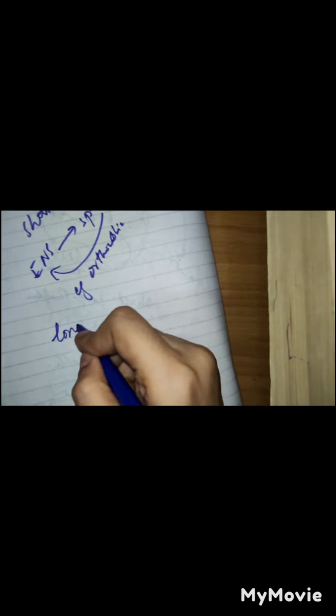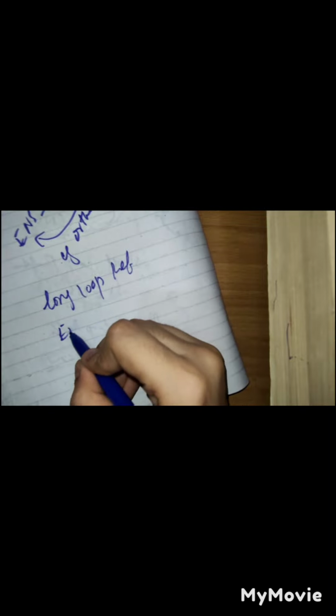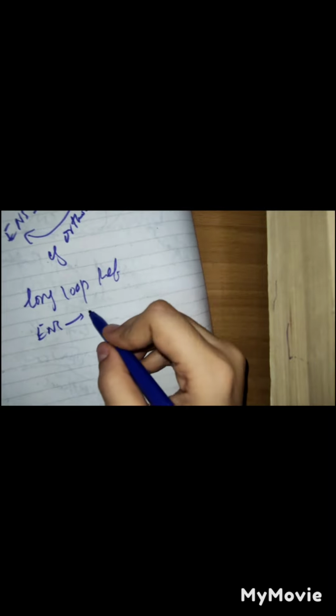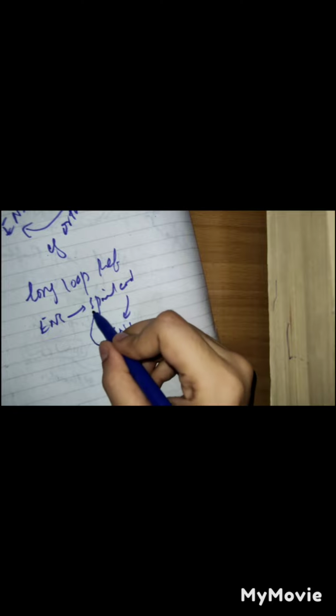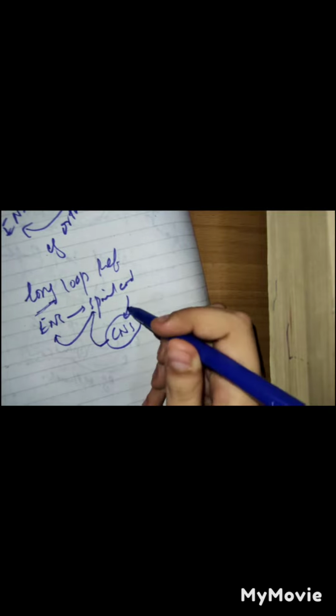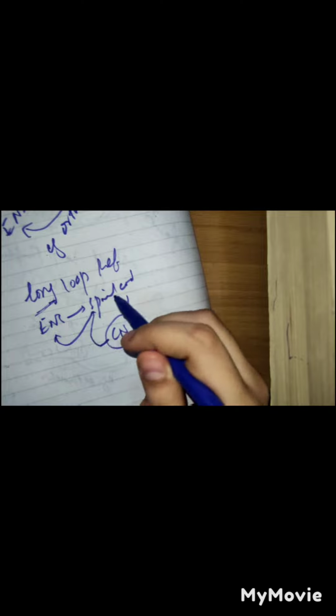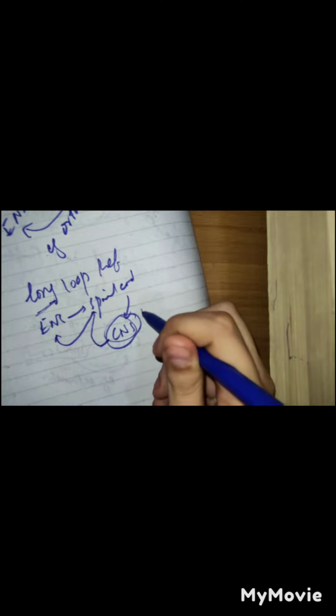And the third one is the long loop reflex, in which the ANS will send information towards the spinal cord. The spinal cord will send information towards the central nervous system, and then the central nervous system will send it towards the spinal cord, and the spinal cord will send information back. So in the long loop reflex, the word long tells us that it is a long reflex, in which information is taken via these three things. So the CNS is involved in the long loop reflex.